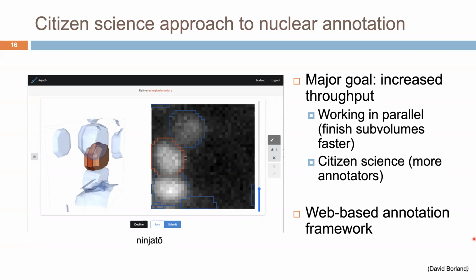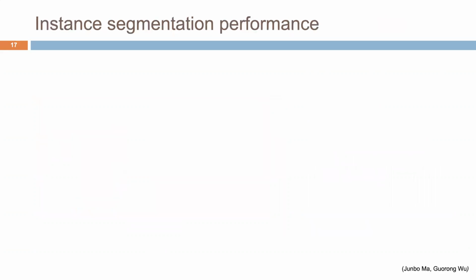To do this, we need to move away from our standalone application, Segmentor, that I previously showed, and from segmenting the entire volumes. Instead, we need to assign tasks in parallel so many people can be editing a given volume simultaneously, but not fighting each other for annotations. So we're implementing this through a web-based framework that we're calling Ninjato that's now being tested, and we hope we'll be ready for prime time by the end of this year.